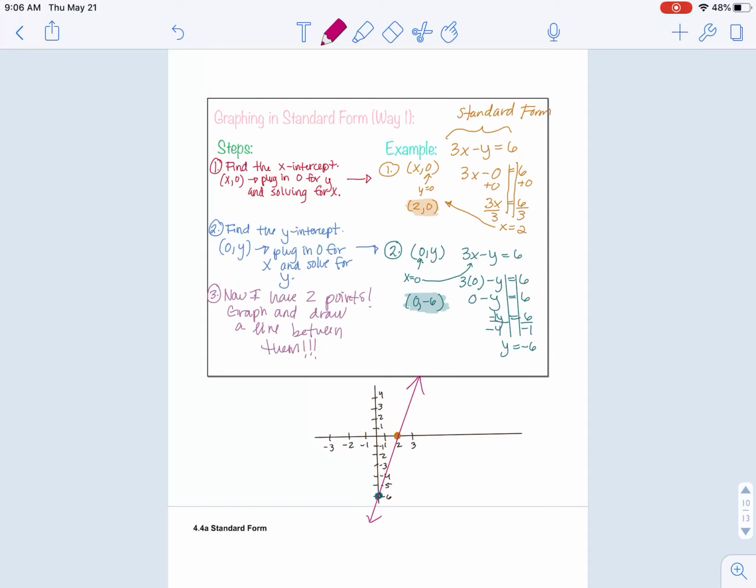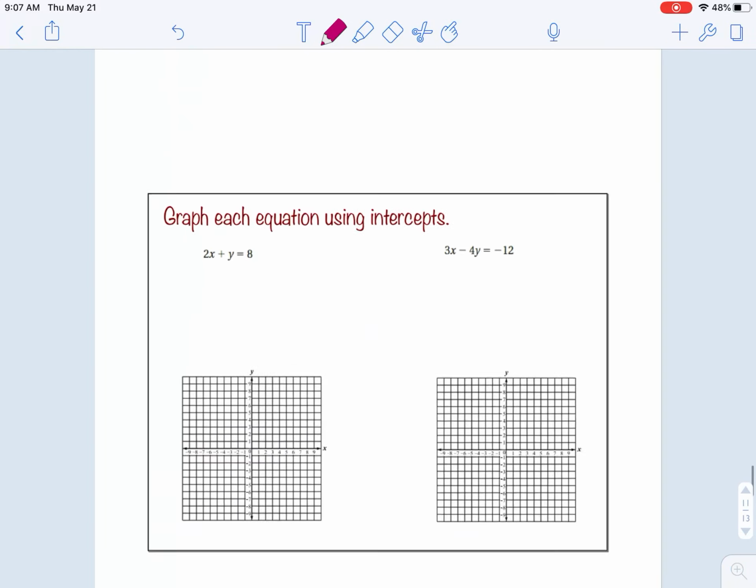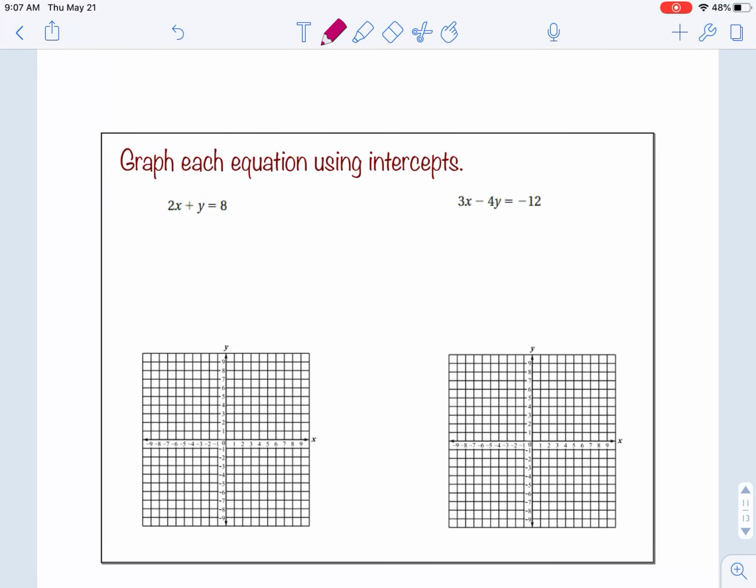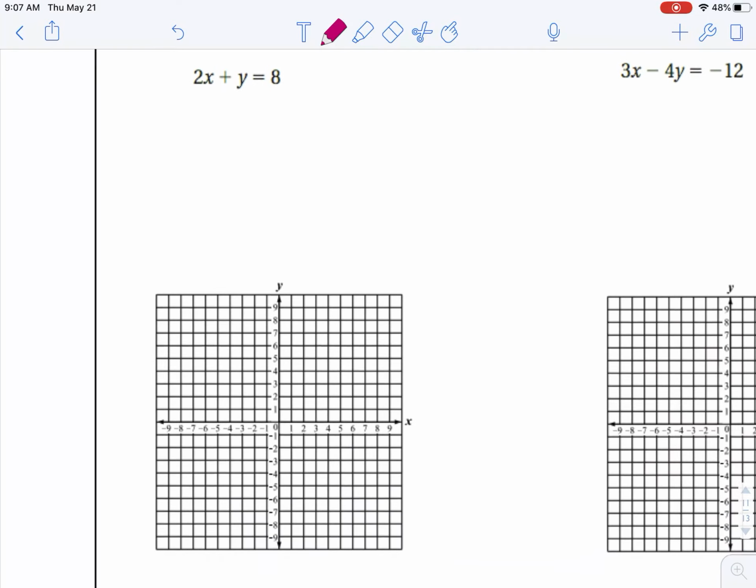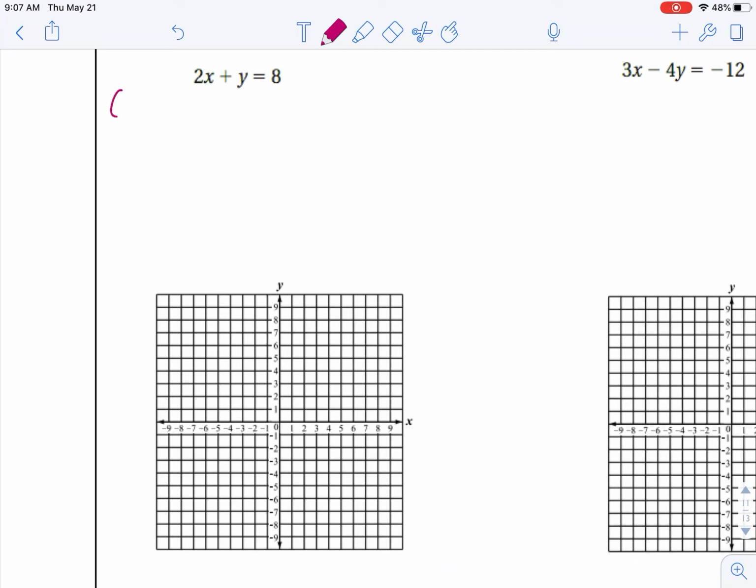So you find your x-intercept, you plug in 0 for y to solve for x, and you get 1 point. You find your y-intercept, you plug 0 in for x, and you get another point. Then you just graph those 2 points. We're going to do 2 examples very quickly together. Let's look at this one first. First, we need to find 0, y and x, 0. I like to always start by writing those 2. So then I know this one, x equals 0, and this one, y equals 0.